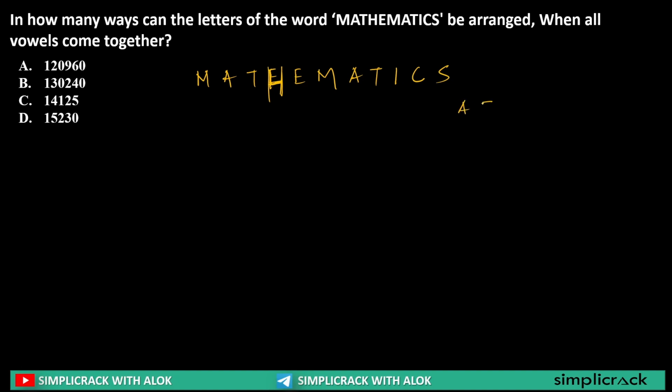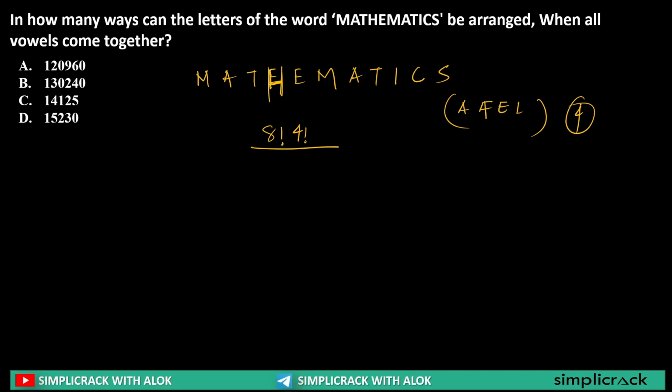A, A, E, I. So 4 vowels are there. Now, if I take the vowels together, the total number of units will be 8. So 8 units can be arranged in 8 factorial. Now the vowels should be arranged in 4 factorial, because there is no such order associated with it.